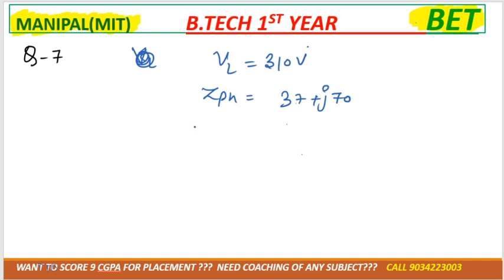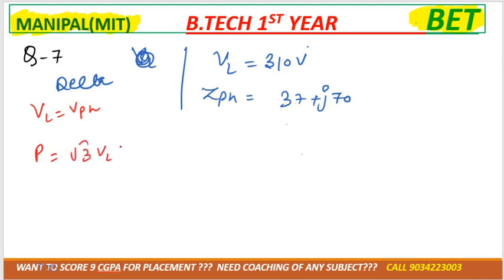If the stator windings are delta connected, means these are delta connected. Delta means VL is equal to VPH and IL is different. Then in that case they are asking for the active power. So what is the formula for the active power? That is root 3 VL IL cos phi. So root 3 we know, VL we know 310 volt, IL we don't know, but we can get IL, right?